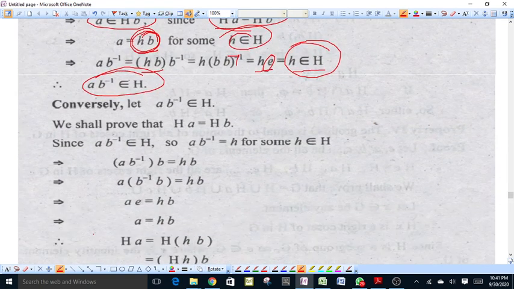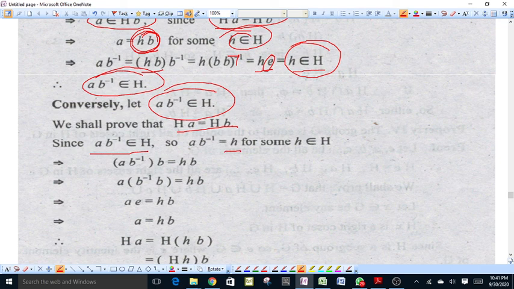Now, if we assume that Ab inverse belongs to capital H, then we shall prove that H is equal to Hb. Because ab inverse belongs to H, ab inverse is equal to h for some h in subgroup H. Now, ab inverse b will be of the type hb. By using associative law, ab inverse b will be equal to hb. This is equal to the identity element, therefore a is equal to hb.